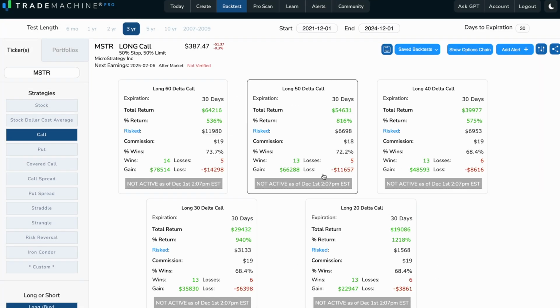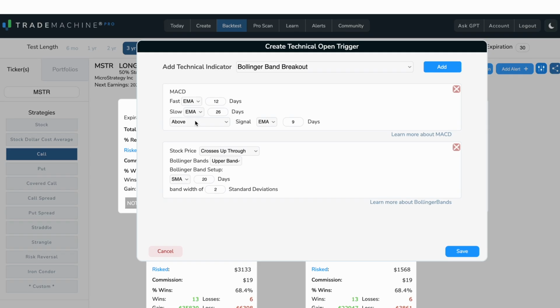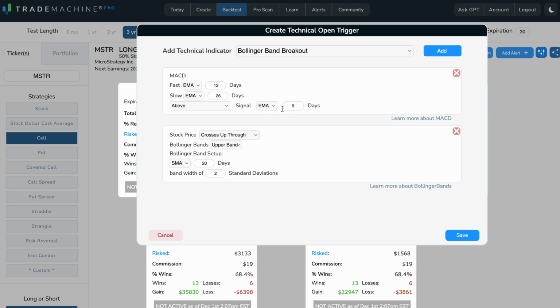This seems to be the trigger I was looking for. You can see that our win percentage is almost 3 out of 4 wins. The further out of the money options are a little less, a little bit over 2/3, which is still great. And our total return percentage is much higher, the highest being around 700 for these out of the money calls. They're now as high as 1,200. So a pretty good trigger for MicroStrategy is a 2 standard deviation Bollinger Band along with that MACD indicator.